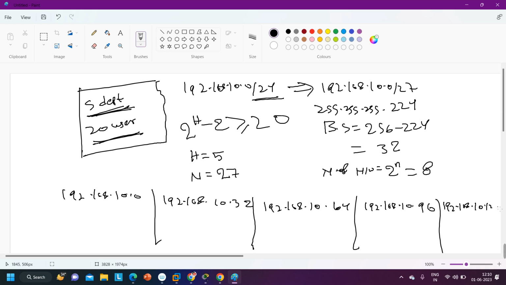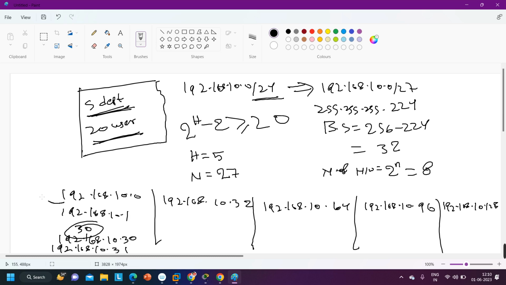Last, 192.168.10.128. The last IP address of the first network will be 192.168.10.31. The first valid IP address will be 192.168.10.1 and the last valid IP address is 192.168.10.30. Yes or no? So how many valid hosts are there? 30 valid hosts are there.